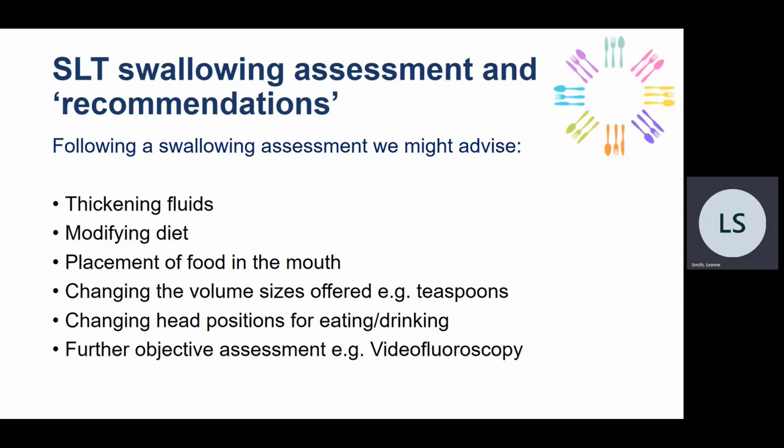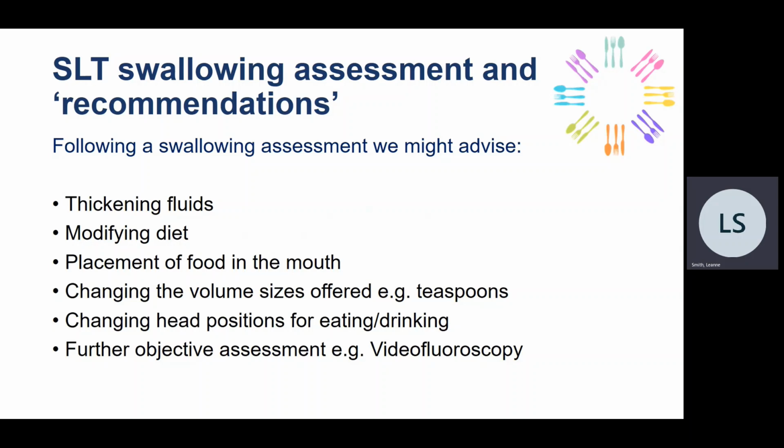Okay, so swallowing assessment and recommendations. Now, I'm not going to go too much into what a speech and language therapy swallowing assessment involves. However, you may have been able to observe a speech and language therapy swallowing assessment being carried out in the care home, or you may have seen the outcome of it documented in a care plan. This slide outlines what the outcomes of a swallowing assessment might typically include and what it means for the care home residents as well as for the care home staff supporting them. These swallowing guidelines generated from an assessment are commonly referred to as recommendations.